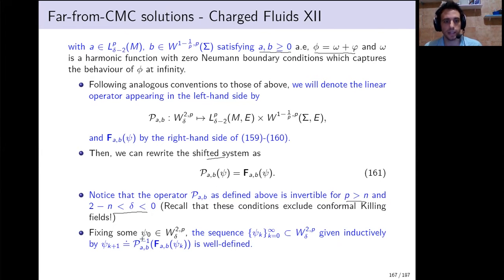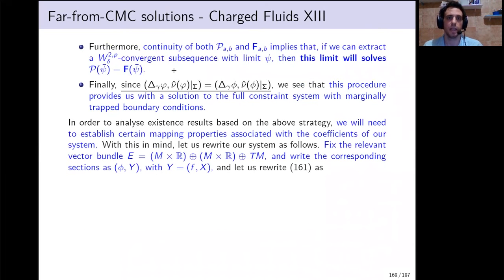And therefore, we can start with some datum here, psi naught, for instance, and generate a sequence given inductively by solving a sequence of linear problems. And this is what we are going to try to do. This is the main strategy. And then the idea is to extract convergence. So if we are able to extract convergence in the original topologies, then due to the continuity of all the maps involved, the limit point is going to solve this equation, the original equation, without the shifts.